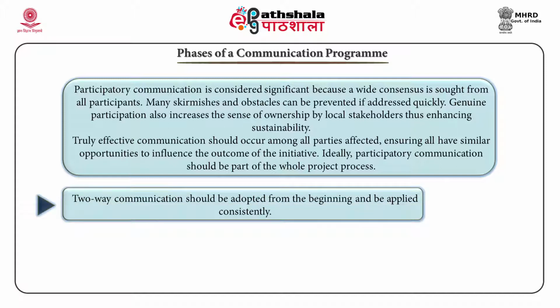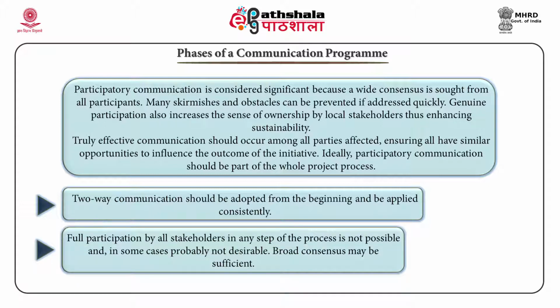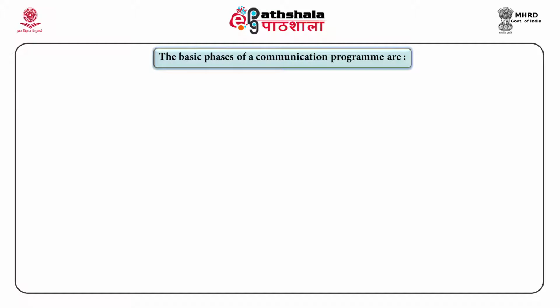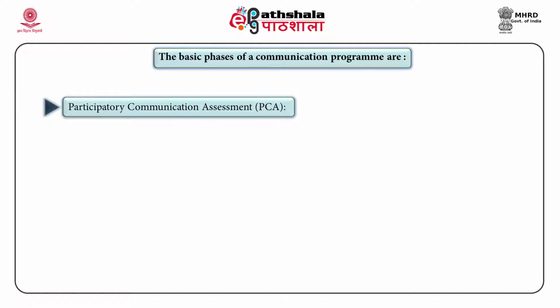Two-way communication should be adopted from the beginning and be applied consistently. Full participation by stakeholders in any step of the process is not possible and in some cases probably not desirable too. Broad consensus may be sufficient. Inclusiveness must be balanced with consideration of stakeholders' time, resources, interests and knowledge. After their input is taken into account, stakeholders may not need to be involved in detailed decisions beyond the scope of their interests. The basic phases of a communication program are: the first one, participatory communication assessment, that is PCA.